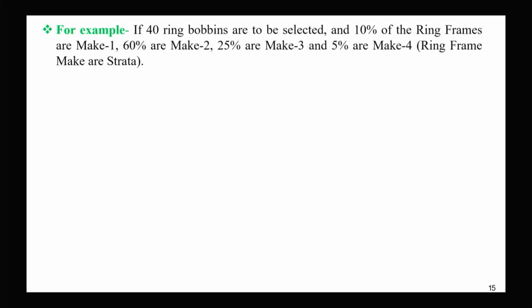Now an example of stratified is that suppose we have to select, as per our statistical requirement, 40 ring bobbins from 4 different makes. So what is that? 10% of the ring frames are of make 1, 60% are make 2, 20% make 3, and 5% are of make 4. So 4 different types of ring frames are there. So our strata, that is subgroup, is ring frame.